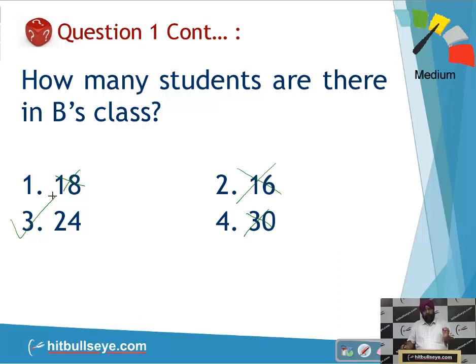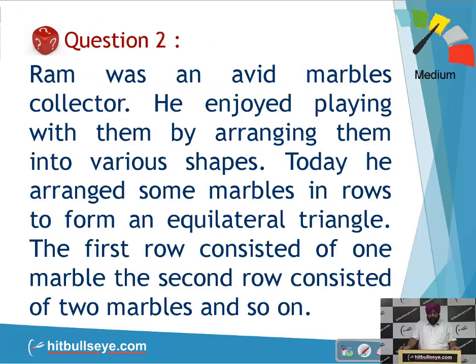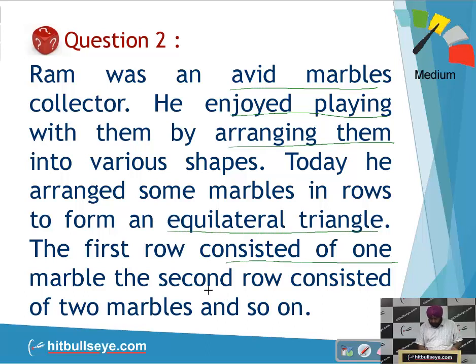Now we'll solve one more question regarding the fan solution in algebra. Please read it. Ram was an avid marble collector. He enjoyed playing with them, arranging them into various shapes. He arranged some marbles in an equilateral triangle. The first row consists of one marble, second row 2, and so on. Hopefully you have read it.